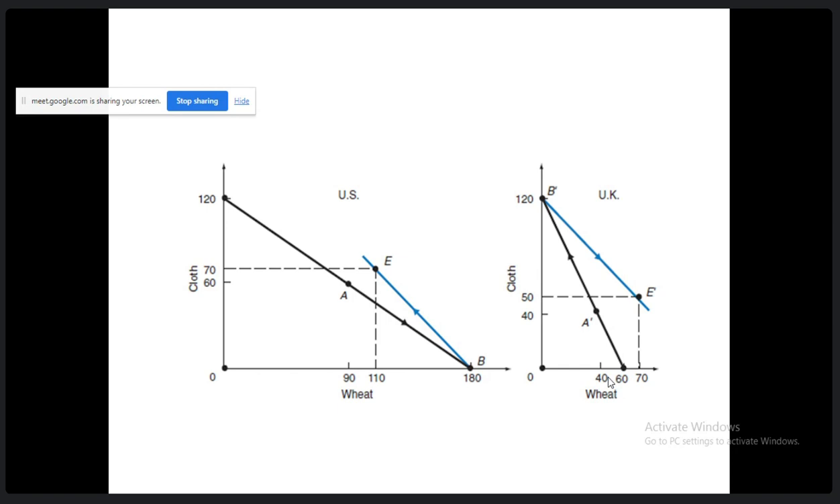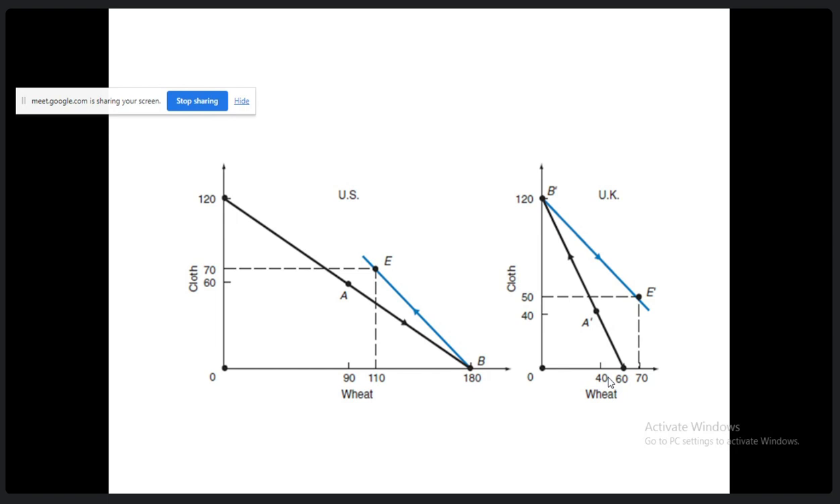And what is the combined production of cloth without trade? It is 60 in US and 40 in UK. So in the absence of trade, the total cloth production of the world is 100 of cloth and 130 of wheat.